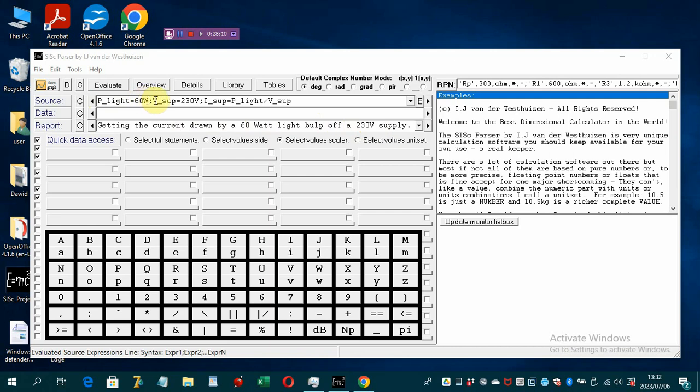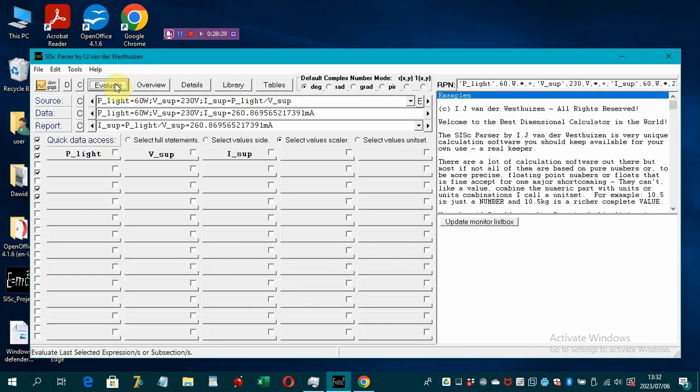V supply is 250 volt. I supply is unknown, and so we want to calculate it. We basically take the power of the light, the P light, and we divide it by the V supply, and there we evaluate it, and we get an answer of 260.869 whatever milliampere.